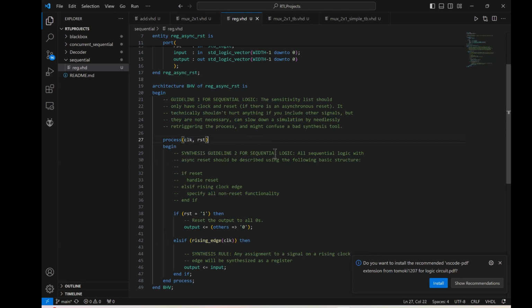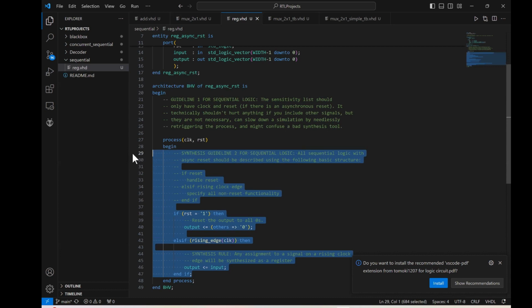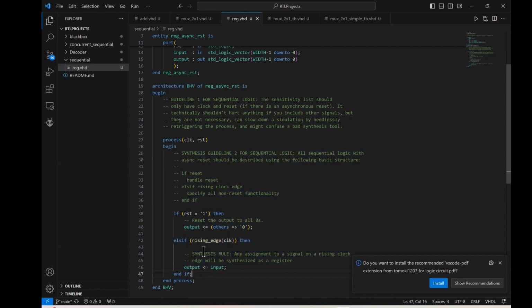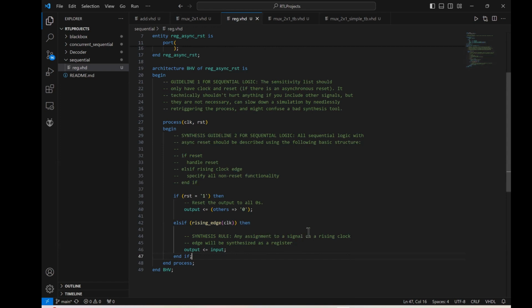The second synthesis coding guideline is that all sequential logic with an asynchronous reset should be described using the following basic structure here, similar to how it's being used right now. Another important thing to note is that any assignment to a signal on a rising clock edge will be synthesized as a register. This is really important when trying to simulate and specifically comparing to a test bench, and you might get an output wrong where your done signal, for example, is being asserted a clock too late or a clock too early, that kind of thing. That's when timing becomes important, and it could be something with the register.